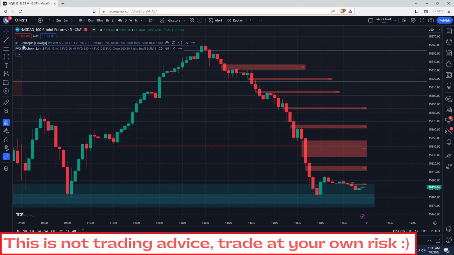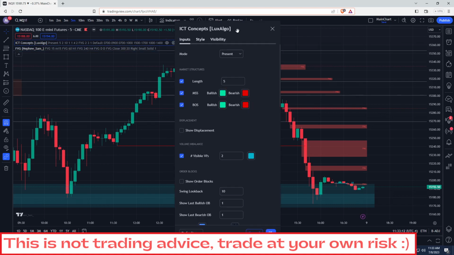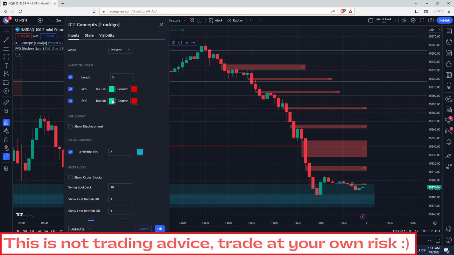All right. And then this ICT Concepts by Lux Algo. This is something I've been toying with, and I recommend you all get this as well, but I'll show you the settings that I use. For the market structure part, I have all this enabled and the length is 5. I haven't really toyed around with it too much, so I'm just going to leave it at 5.